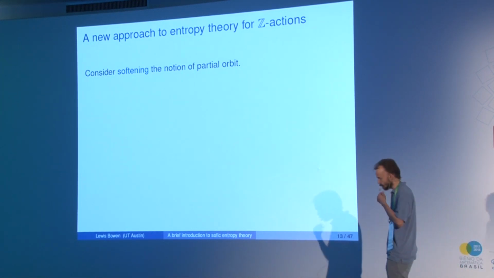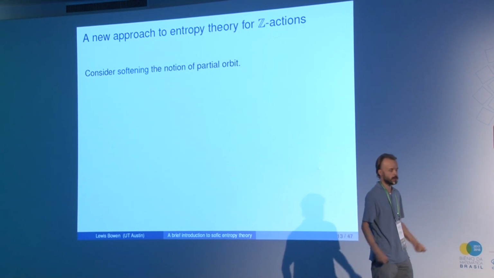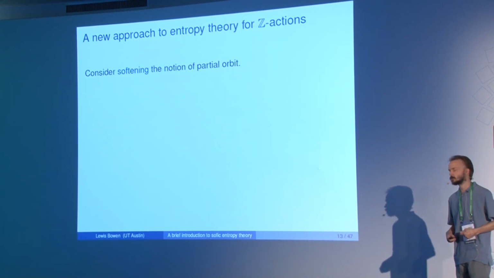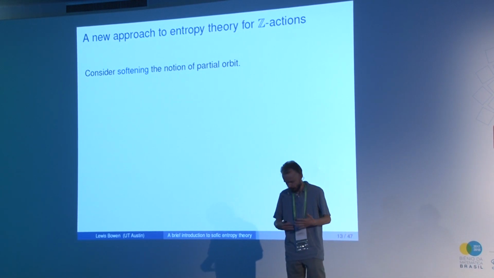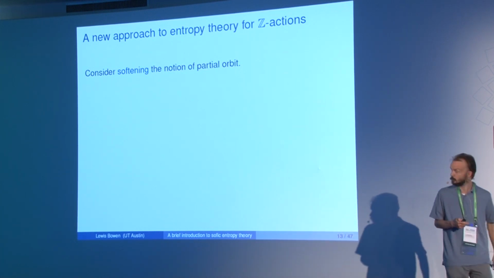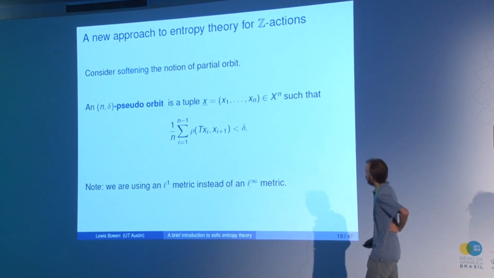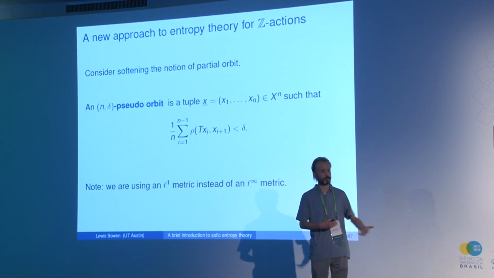Okay, so before getting to Sofic entropy theory, I'd like to go back to the integers, because it will be easier to understand it from that point of view first. So we're just going to reformulate or rethink the case of entropy for the integers. Okay. So we will look at pseudo partial orbits.